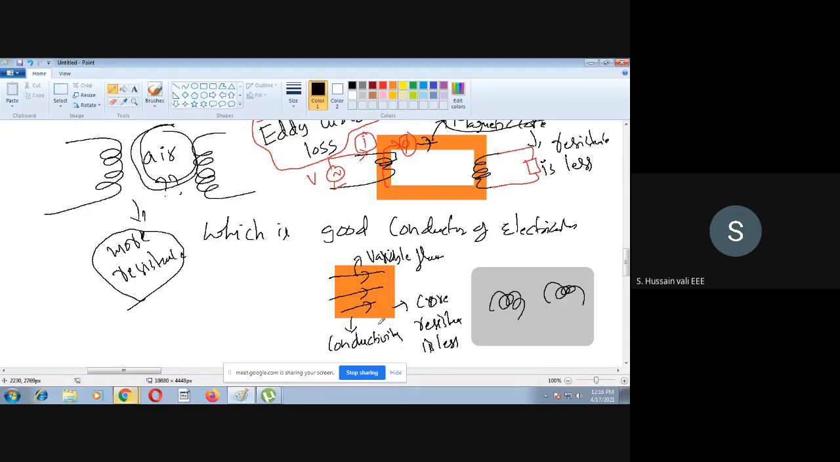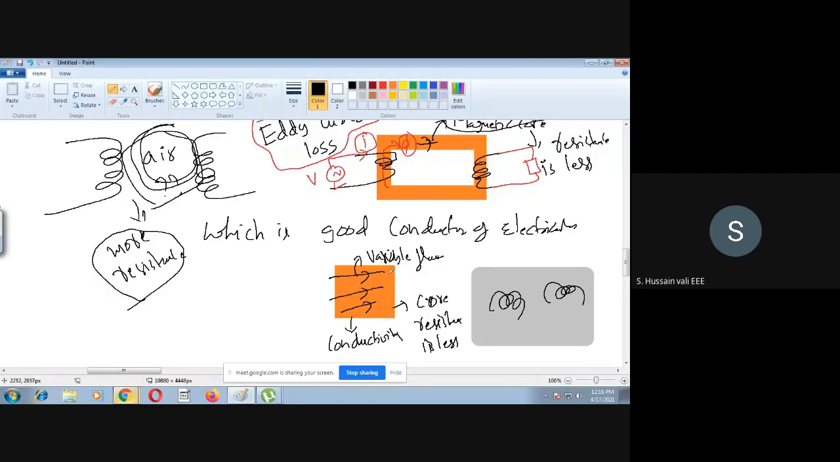Even though it is a bad or a good conductor, it's a conductor. That's the thing you must concentrate on here. Whereas coming to the case of air, we can simply say that air is an insulator, because it has very high resistance. The magnetic core, we cannot consider as an insulator. We have to consider this as a conductor, but of course, a bad conductor.